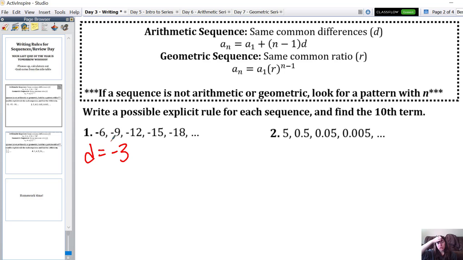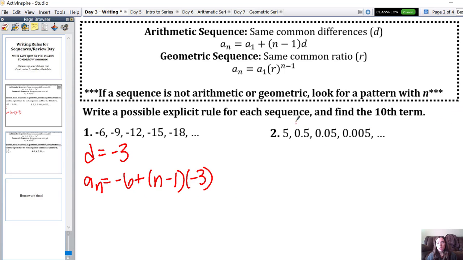Now we need to just write our rule. If we were, say, looking for the 50th term, so for some value of n, a sub n, we know a sub 1 is -6 plus, then we have n minus 1 times the value of d that we just found.